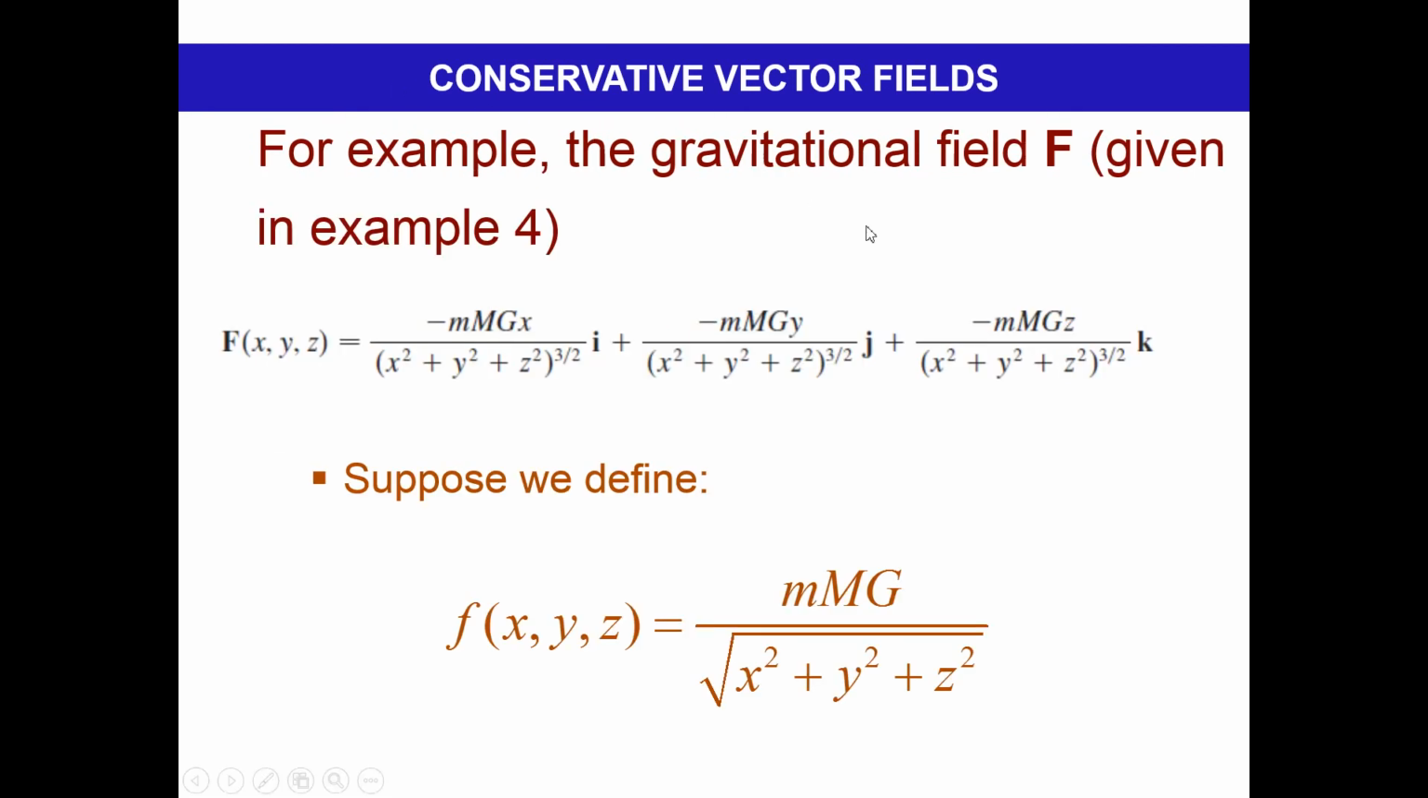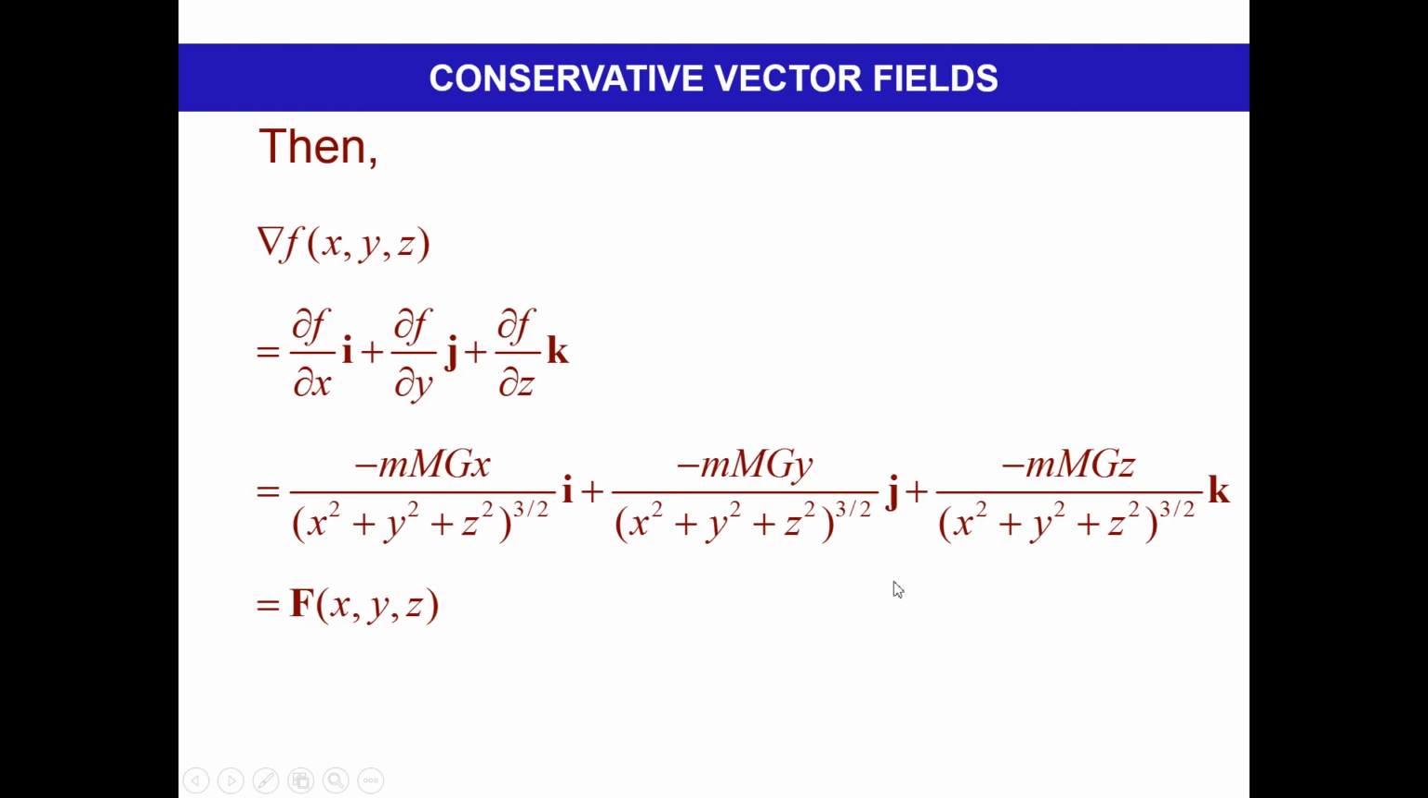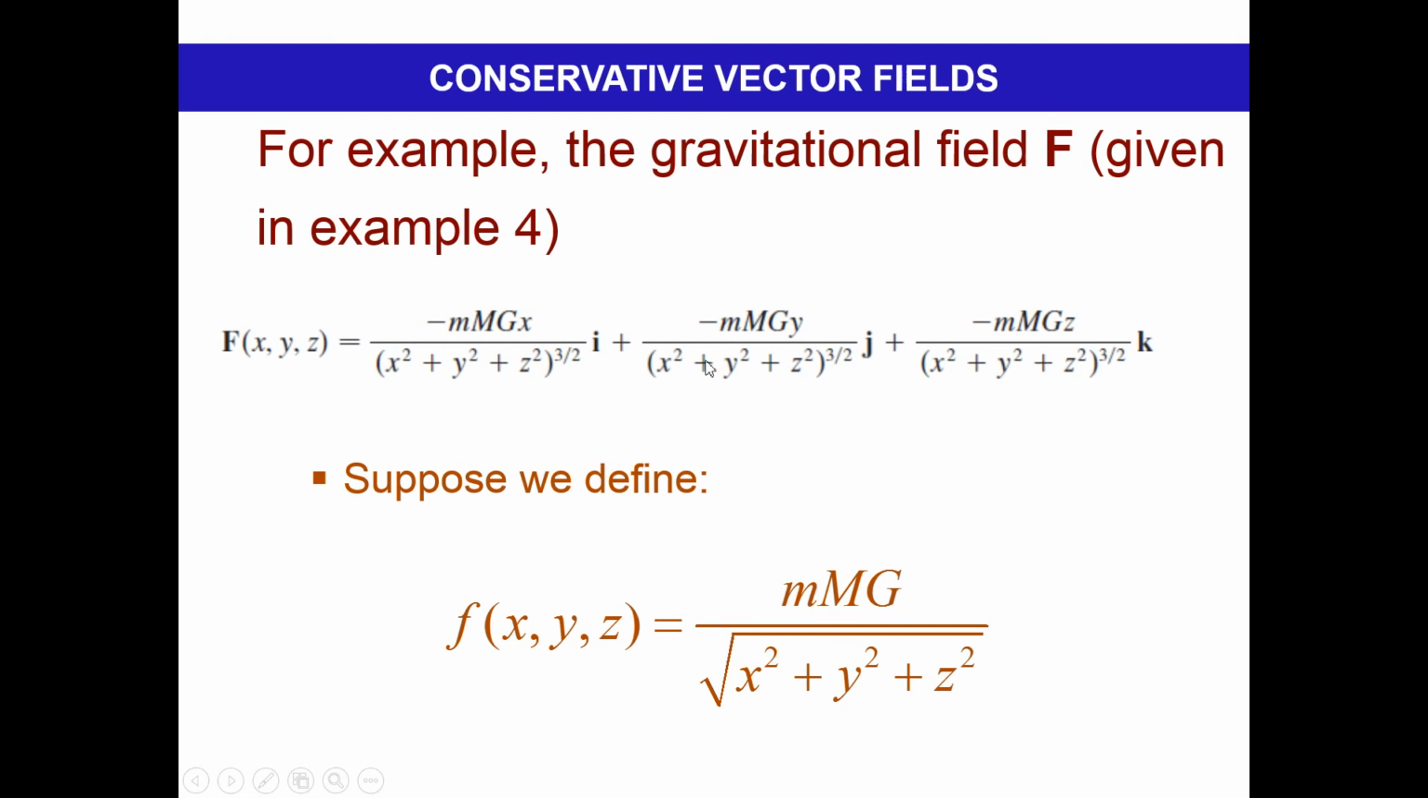Okay, there is an example, the gravitational field F, example number 4 of your book. This is the vector field, and this is conservative because we can find a function, this f, such that the gradient of this function is this vector. Okay, and we can prove this by solving this. So this vector field is a conservative vector field.